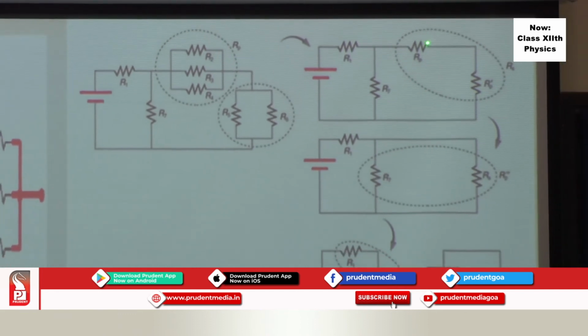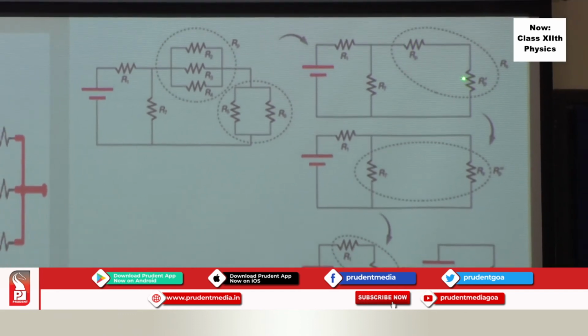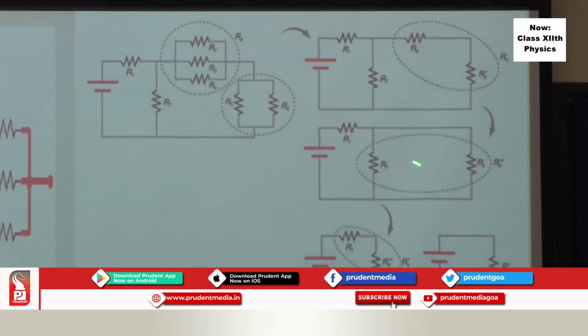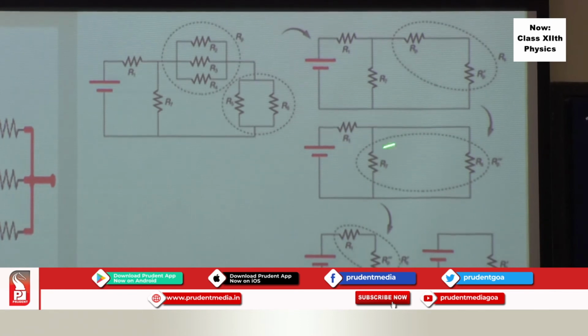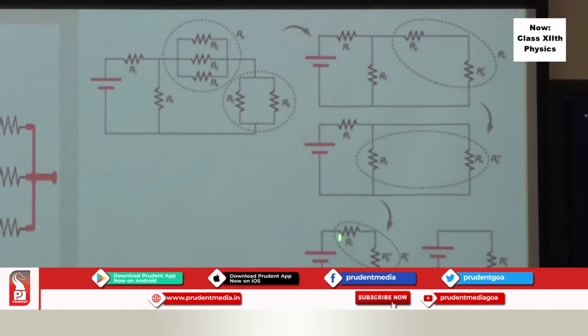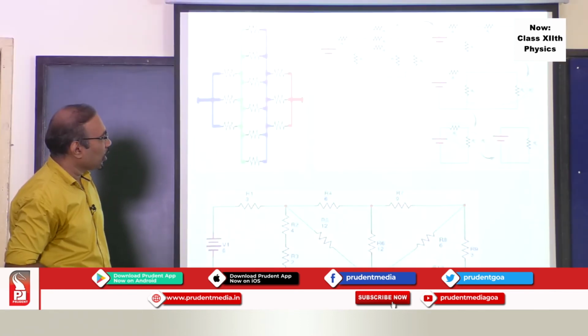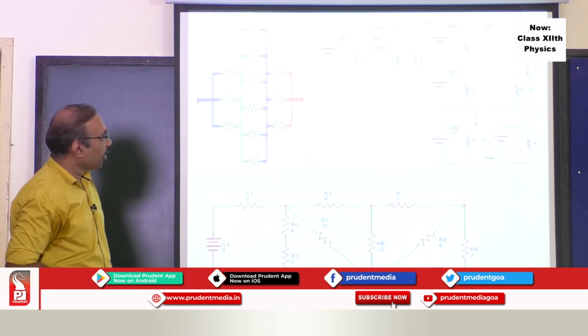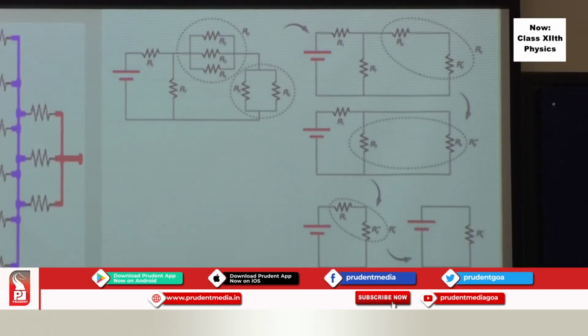This is the equivalent circuit now. This and this are in series. You will get an equivalent resistance here. This value and this will be in parallel. That combination is in series with this. And finally, you can get an equivalent resistance between these 2 ends. And if you know the voltage and this equivalent resistance, easily you can find out the main current.